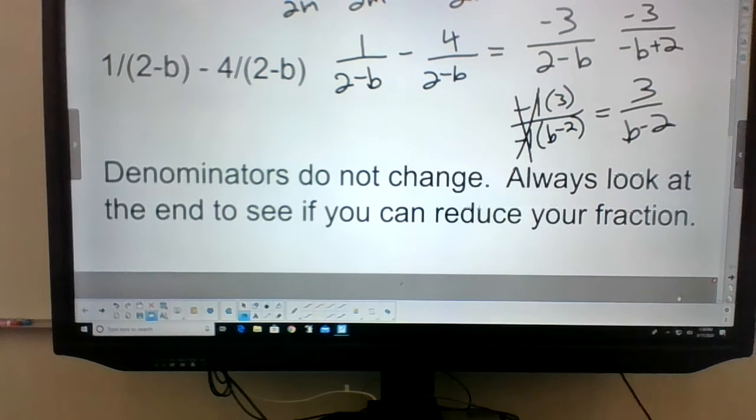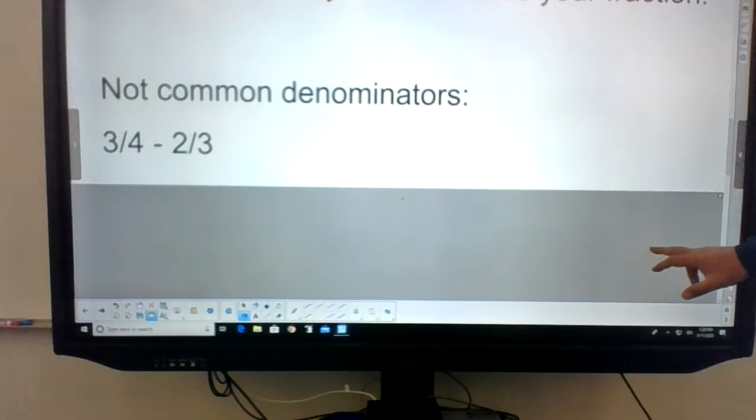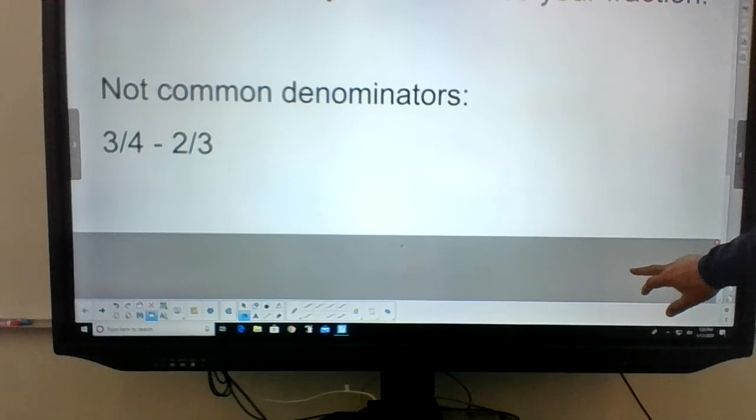Again, denominators do not change. Always look at the end to see if you can reduce your fraction at all. Just a couple reminders on that stuff. So here we go. Not common denominators.